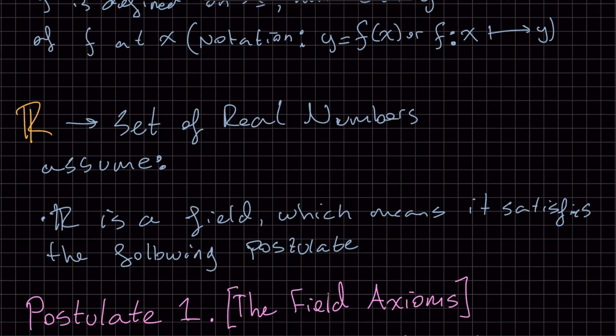So our line, there's a specific name for it, but this R with 2 lines through it is the set of real numbers. So assume R is a field, which means it satisfies the following postulate.